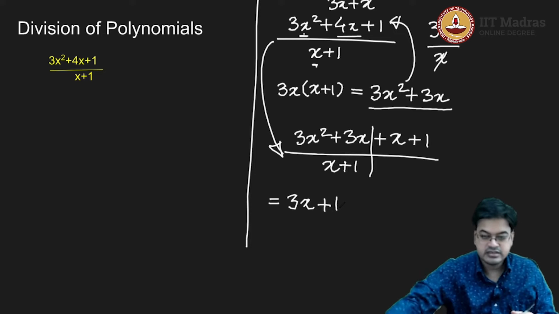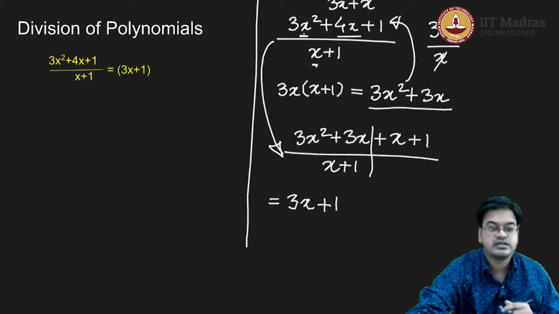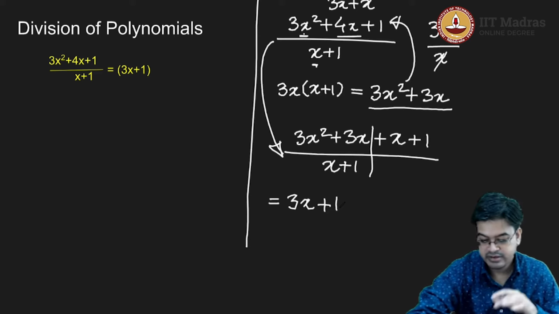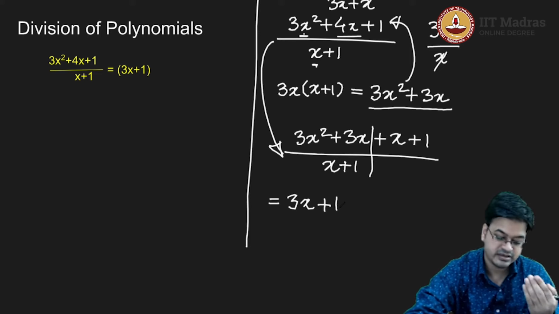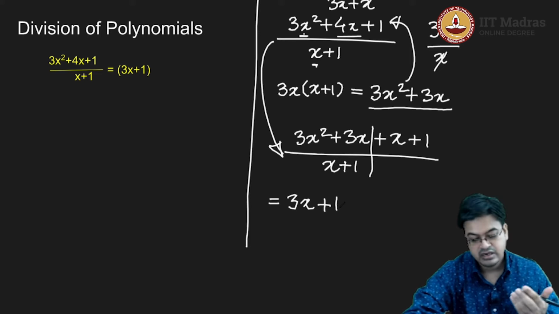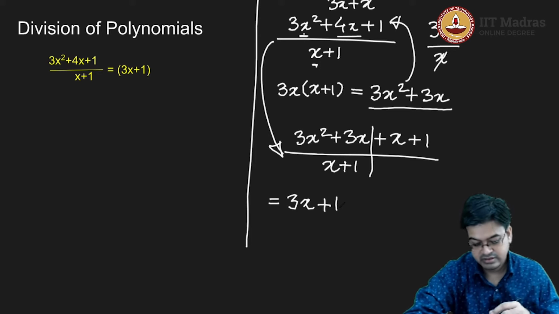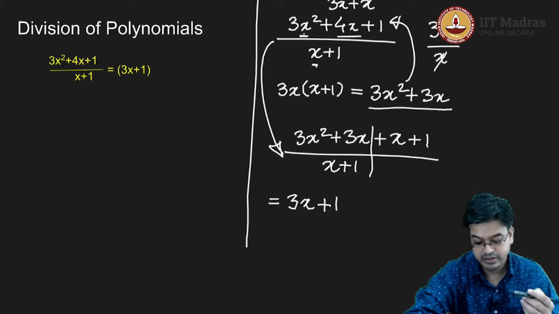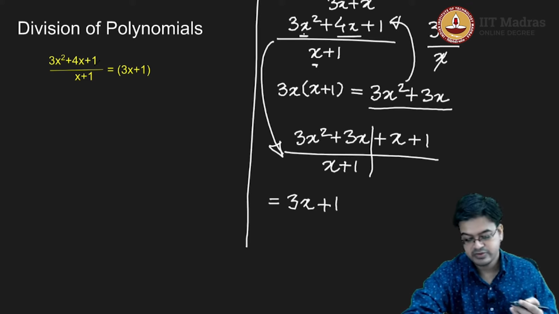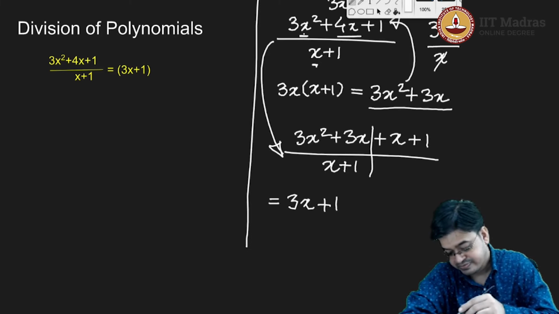Okay. Let us verify whether the answer is 3x plus 1. Yes. So I have demonstrated how to divide a polynomial using a simple method, the method of factorization that we have already used. This is because x plus 1 was a factor of 3x square plus 4x plus 1. What if x plus 1 is not a factor of 3x square plus 4x plus 1? What would have happened? Let us use this example to understand our findings.